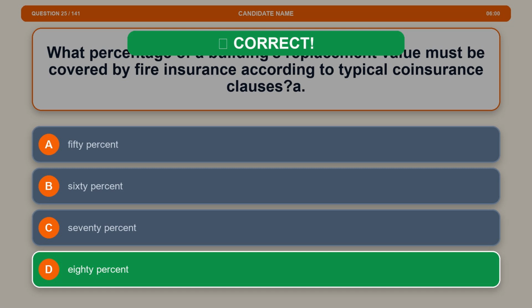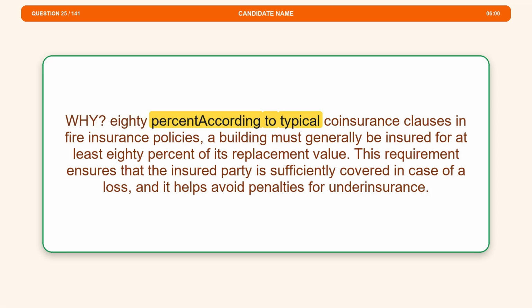The correct answer is option D, 80%. According to typical coinsurance clauses in fire insurance policies, a building must generally be insured for at least 80% of its replacement value. This requirement ensures that the insured party is sufficiently covered in case of a loss, and it helps avoid penalties for underinsurance.